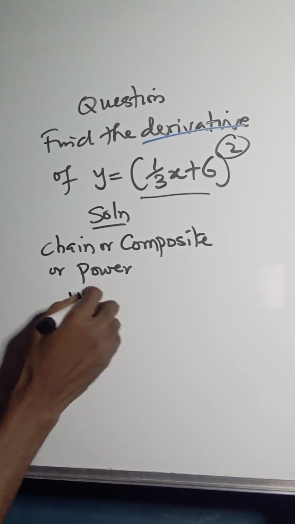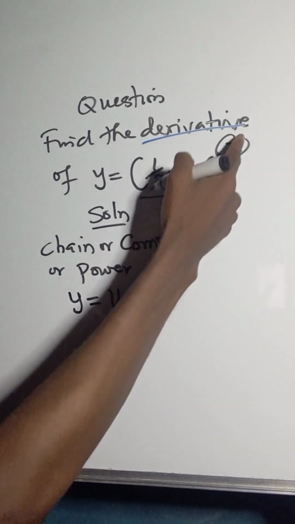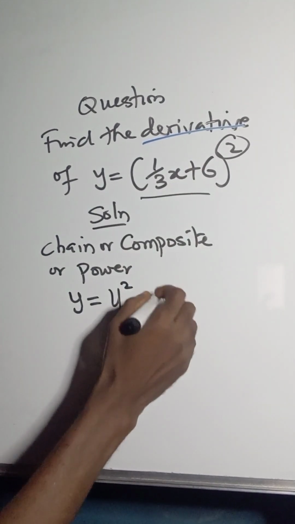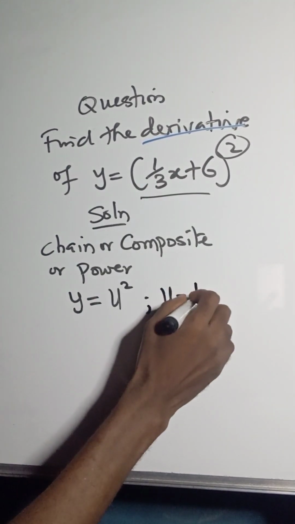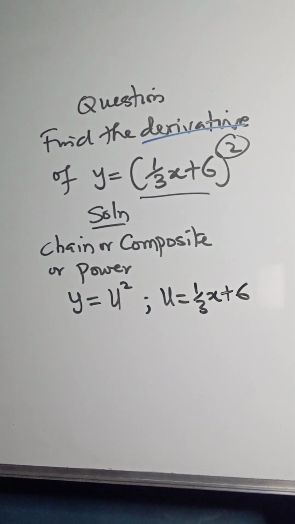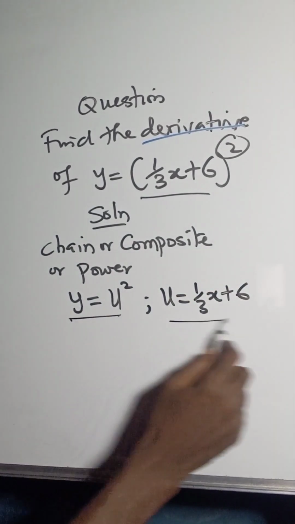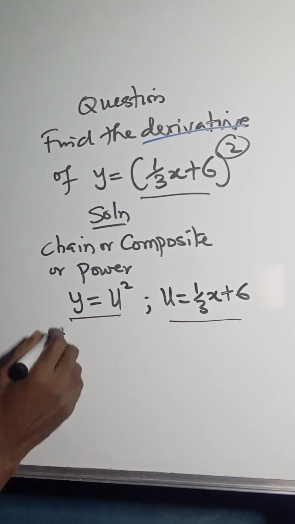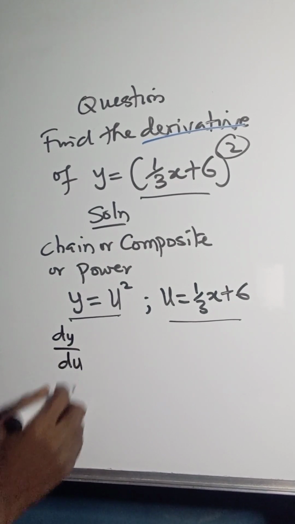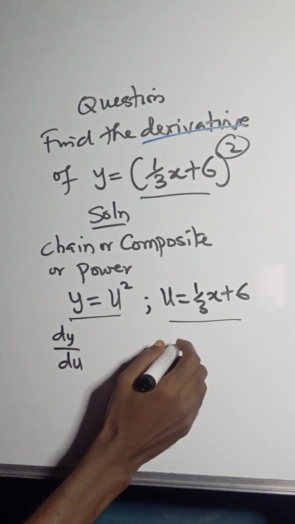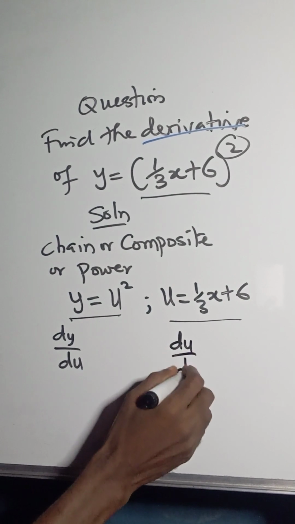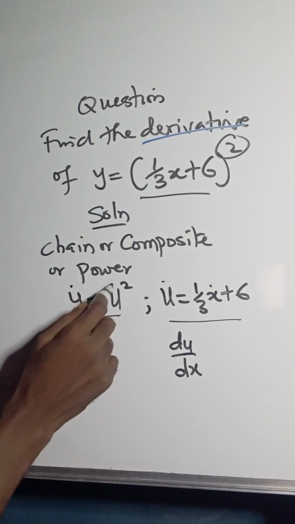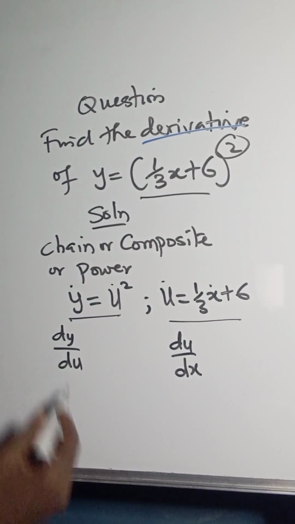First of all, you want to make y equals u squared. If I say y is equal to u squared, it means u is 1/3 x plus 6. Now for this part and this part, we are going to apply the general formula. For this part, I can do dy over du, and for this part, du over dx. We have u and x, so du over dx. We have y and u, so we can do dy over du.